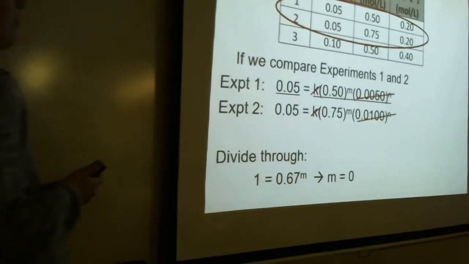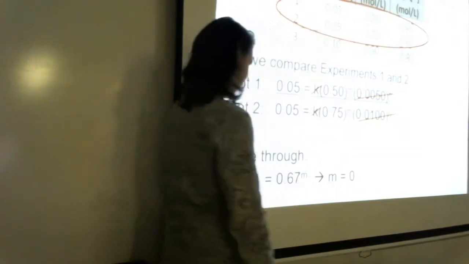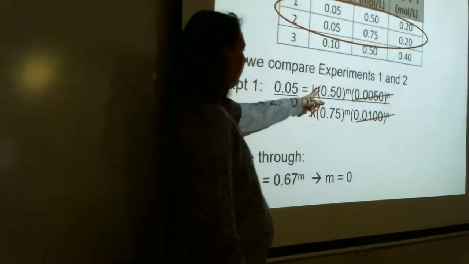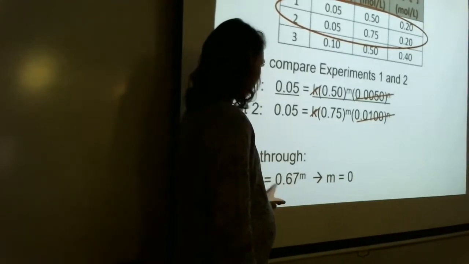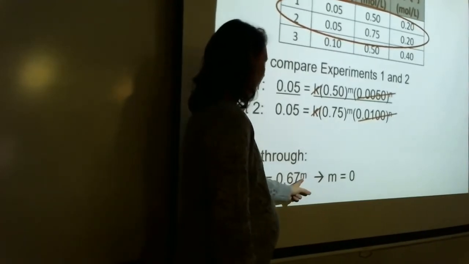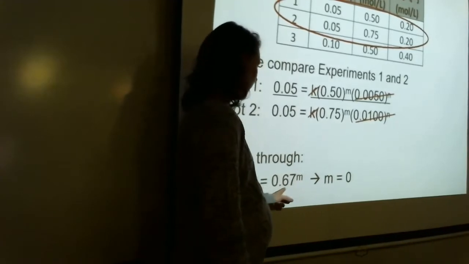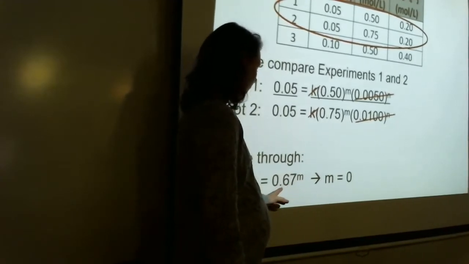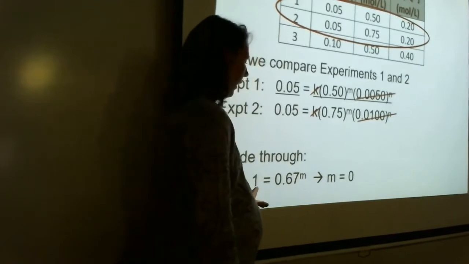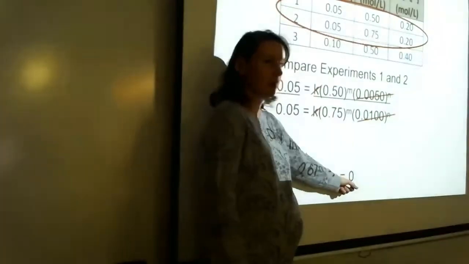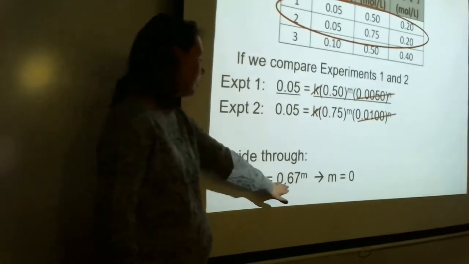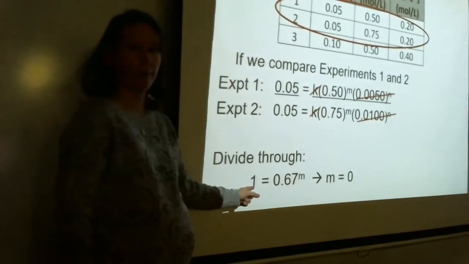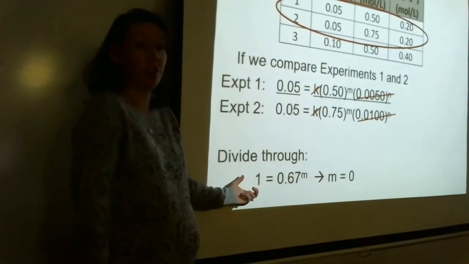Okay, so notice what happens here. 0.05 divided by 0.05 is 1, right? And 0.5 divided by 0.75 is 0.67. So I get 1 is equal to 0.67 to the M. Well, it doesn't matter what this number is. If it's some number to an exponent being equal to 1, why is M 0? What's the only way that you can have some number to an exponent be equal to 1? If the exponent is 0, right?